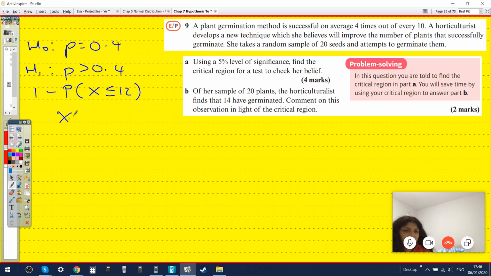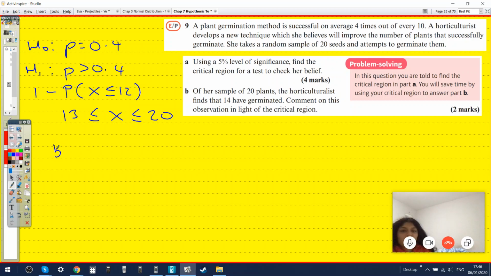Something's missing. The greater than or equal to. Yes. And for the sake of clarity, I will write it as between 13 and 20. Do you have to write it like that or not? Well, technically, x is greater than or equal to 13 would include 21, but there's only 20 seeds.